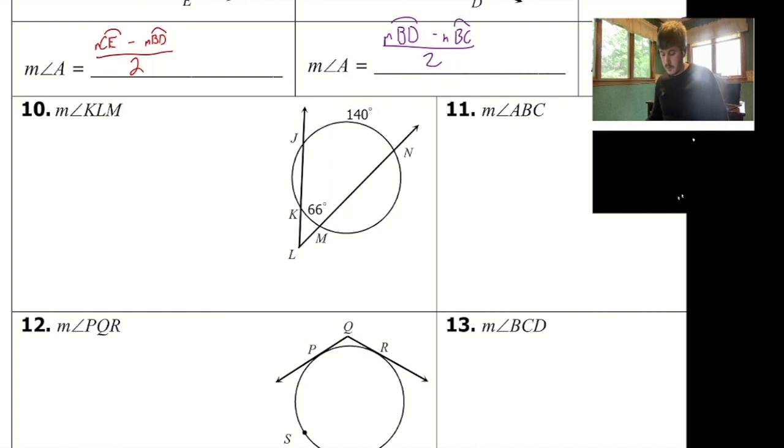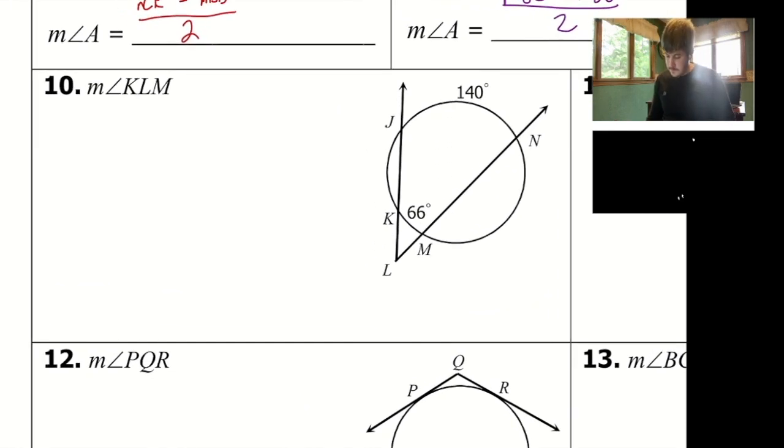Let's start applying the rule. So we're always going to do the same thing. Big arc minus little arc. We just have to kind of assemble the diagram, make sure that we have the right information. Make sure you have the correct intercepted arcs. In number 10, we have that. We have arc JN, which is 140. We have KM, which is 66. And they want us to figure out angle L. So we can just directly plug in 140 degrees minus 66 degrees. We're going to divide it by 2, and that's going to be the measure of angle L.